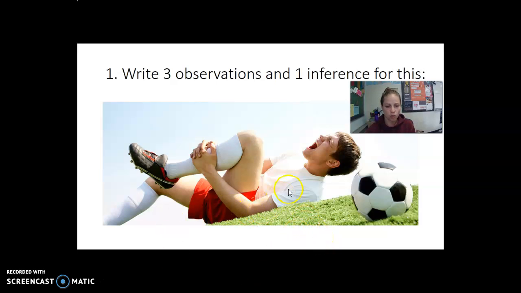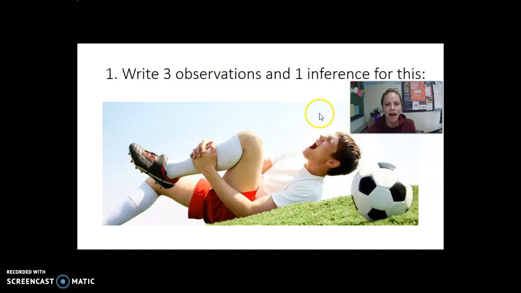He has a white shirt. He has red shorts. His eyes are scrunched shut. His mouth is open. It looks like he may be screaming, but there's no sound, so we don't know that for sure. He's holding his left shin with both of his hands. So those are all things no one can really argue with.